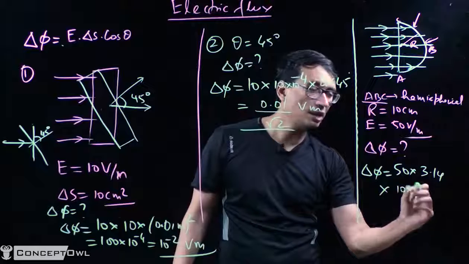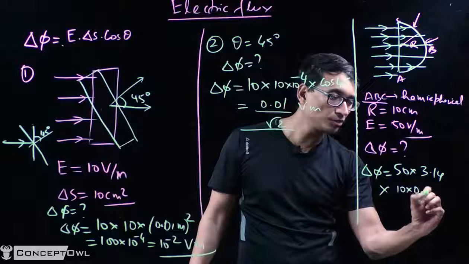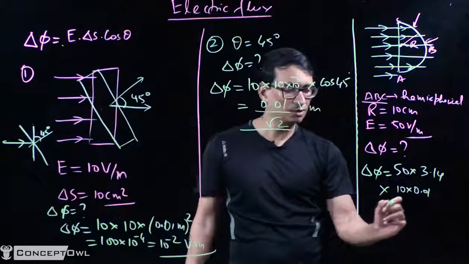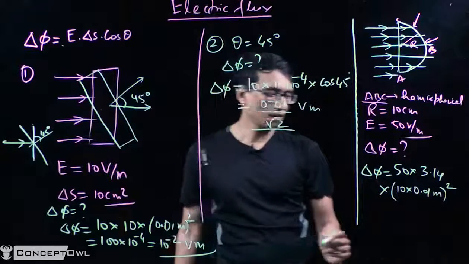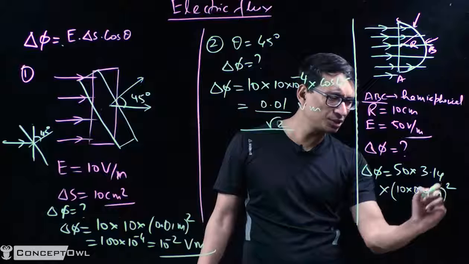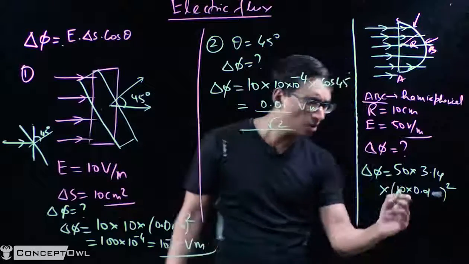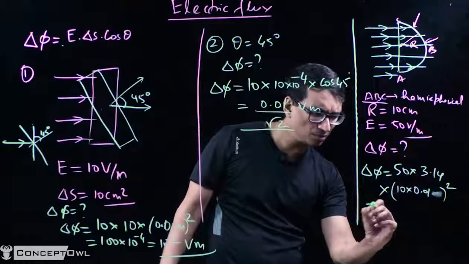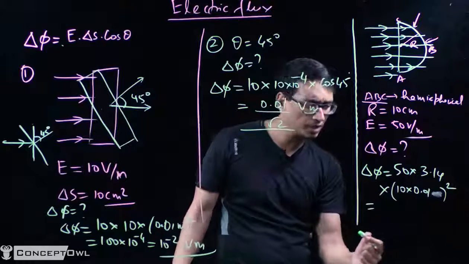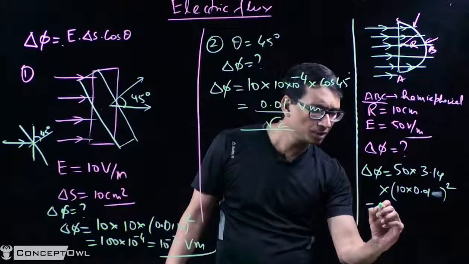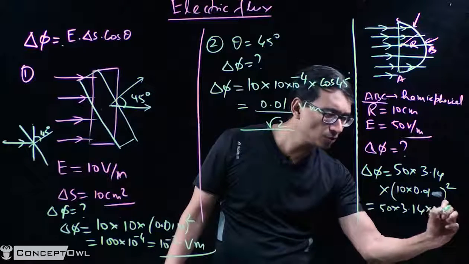I'll again convert it into meters, so the radius is 0.01... sorry, 0.1 meter, squared. I've not written the units, so I'll just add them at the end. Now fairly simple. 0.1 square would be 0.01. So this would be 50 into 3.14 into 0.01.